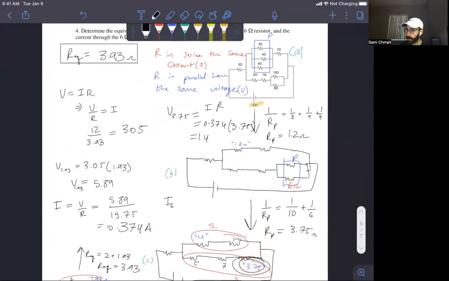So to find the current through 6, we just use that 1.4 and then divide it by its resistance, which is 6. And that I6 comes out to be equal to 0.234 amps.